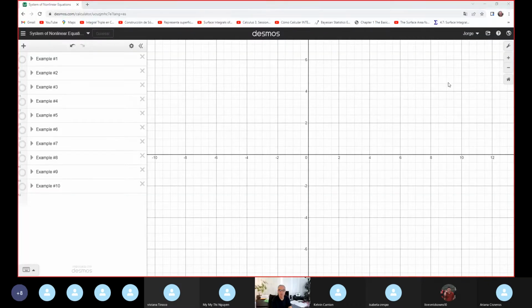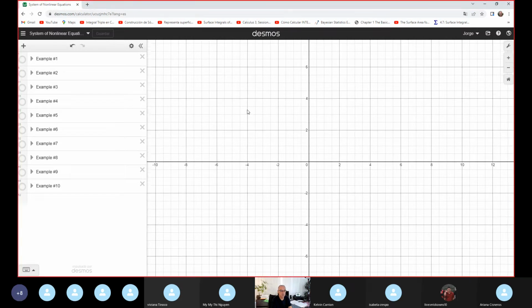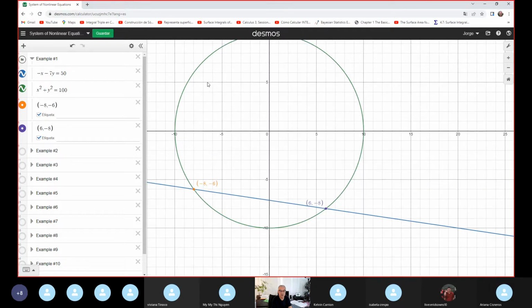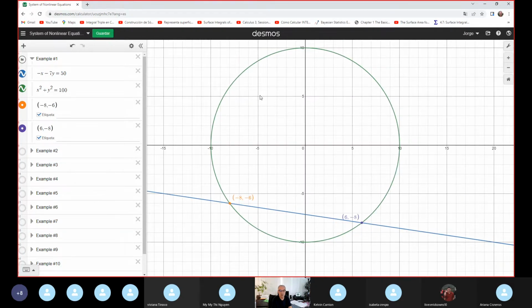Look at example 1. It's a line and a circle. X squared plus y squared is a circle. Wow, it's a big circle. In green color, it's the non-linear part, and the linear part is the blue line. The intersection between the green and the blue is the famous point that we found algebraically: -8, -6, and 6, -8. End of the story. Do you see that?